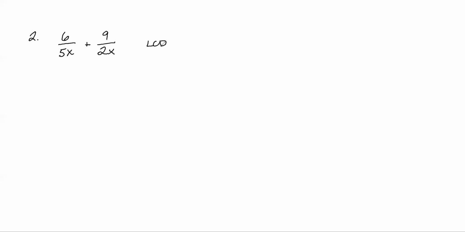First thing we want to do here is figure out the LCD. So if we look at both of these, remember we're looking at the different factors, and we want the factors the most number of times they occur in just one fraction. So if we look at the numbers first, 5 and 2, the smallest number that 5 and 2 both go into is 10. And then our other factor here is x. Notice how we have 1x in each of these. There's no exponent higher than a 1. That means we need 1x in our LCD.